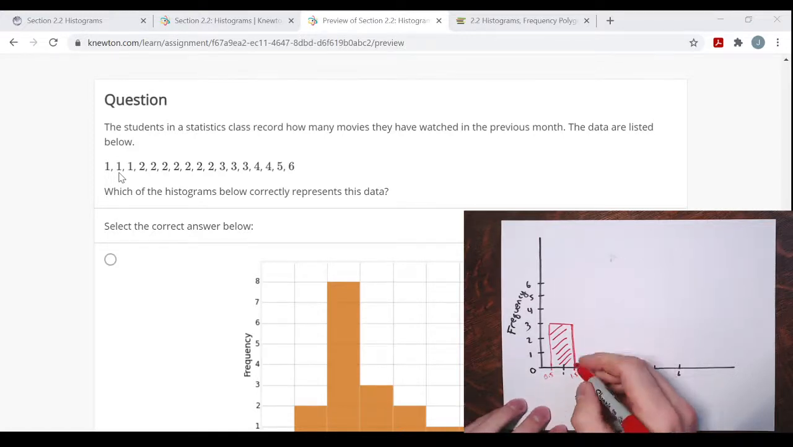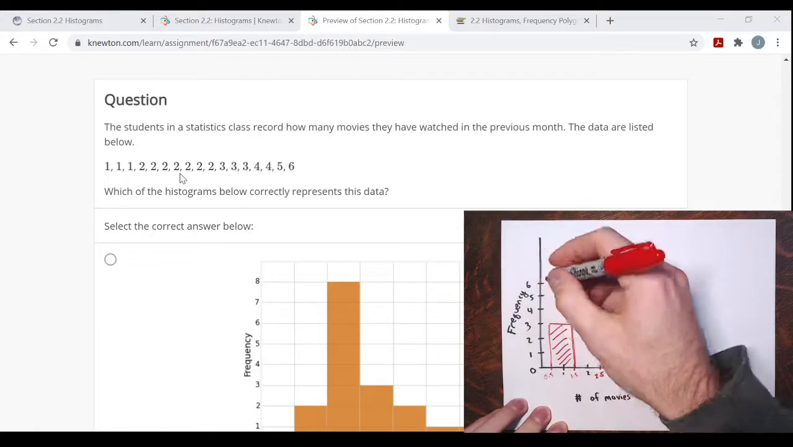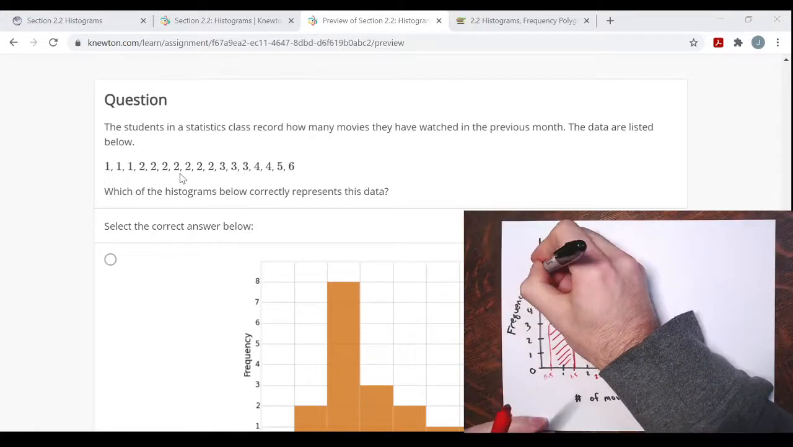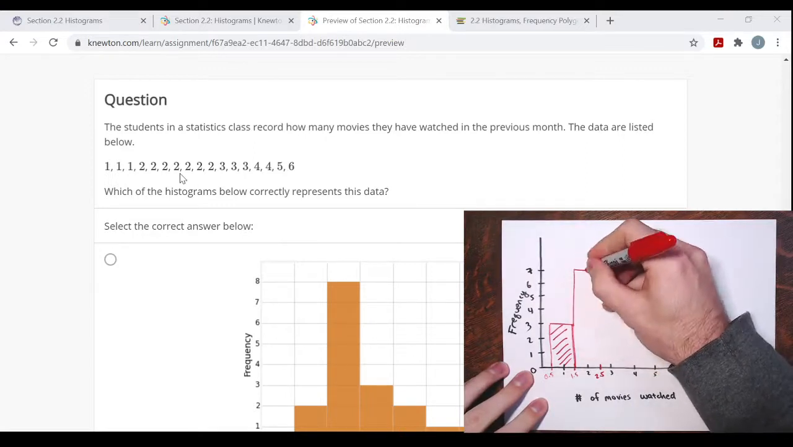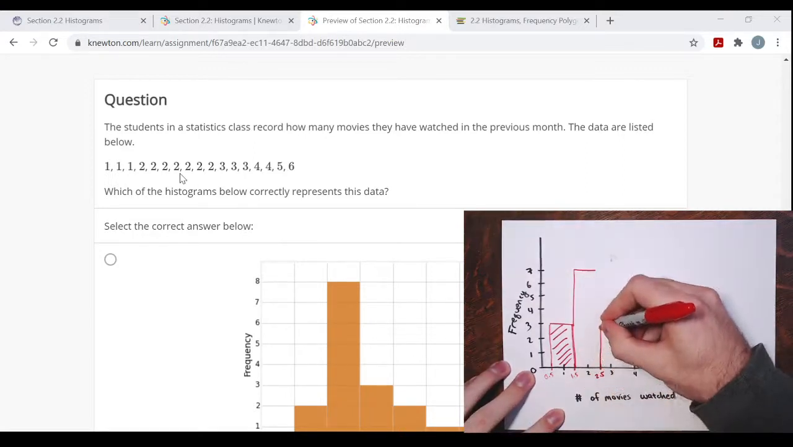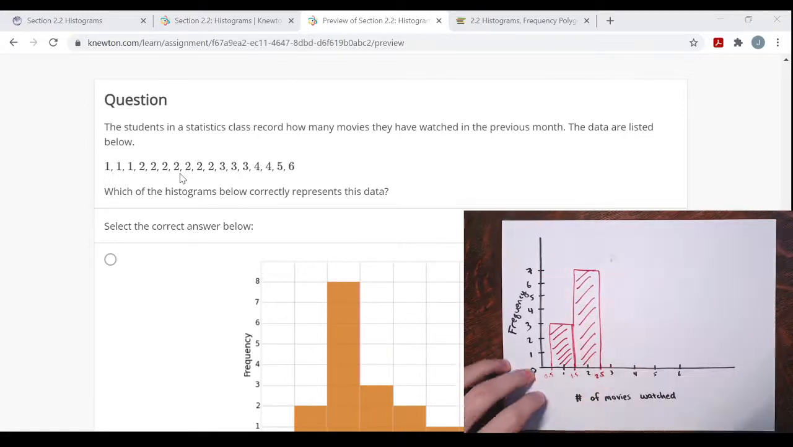So I go another unit from 1.5 to 2.5. That way, 2, the next data value, is in the middle of the bar. And how many students watched 2 movies? Well, we count them. There's 3, 6, looks like 7. So I'll put 7 up there. 7 students watched 2 movies. So from 1.5 to 2.5, I make a bar with a height of 7. And there's the bar representing how many students watched 2 movies.